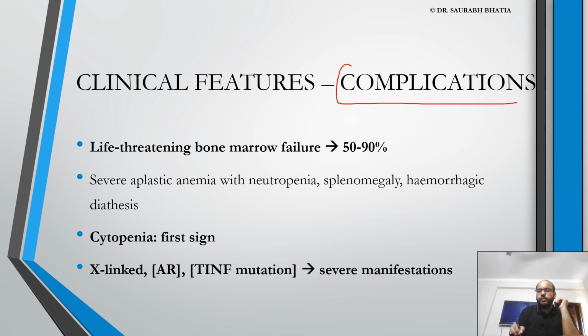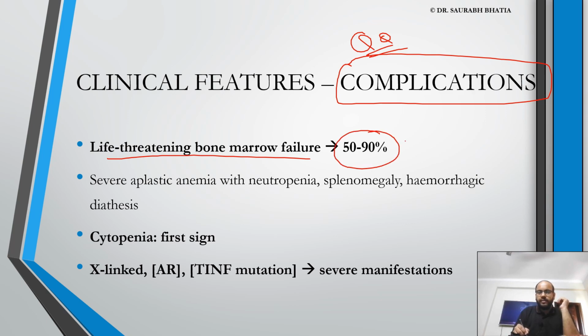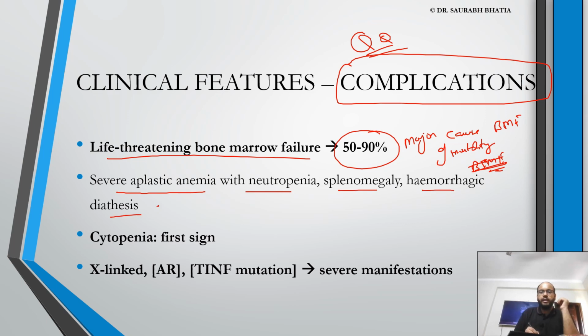Now we'll head on to some complications which are mostly asked in your vivas and quizzes. Life-threatening bone marrow failure is seen in about 50 to 90% of the cases. Okay, so this is the major cause of mortality. So major cause of mortality is actually bone marrow failure. Now, it presents with severe aplastic anemia with neutropenia, splenomegaly, hemorrhagic diathesis. These are all complications that happen because of bone marrow involvement.